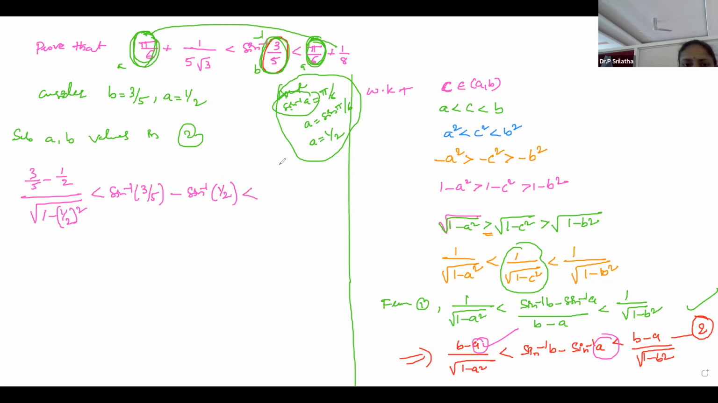So b minus a means, what is b value? 3 by 5 minus 1 by 2 divided by under root of 1 minus b square. So that is 3 by 5 whole square. Okay, so all of you simplify this equation.